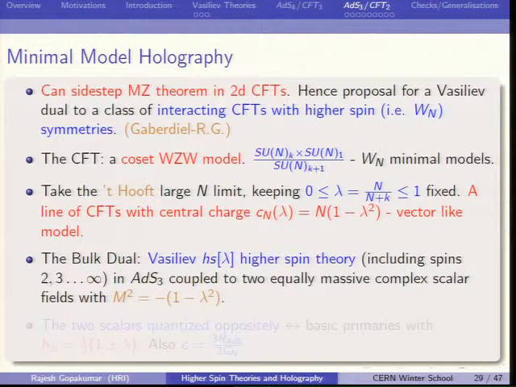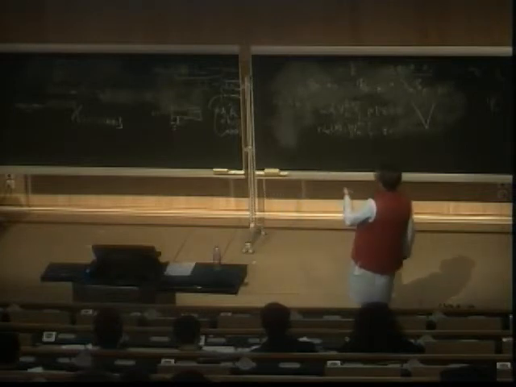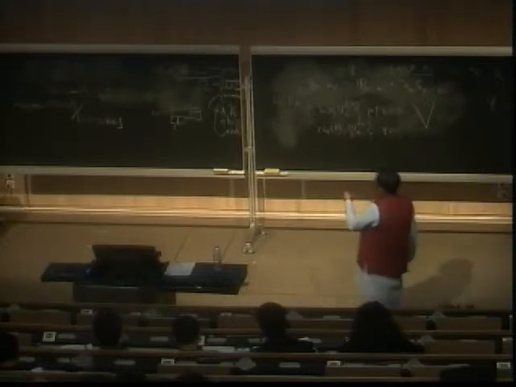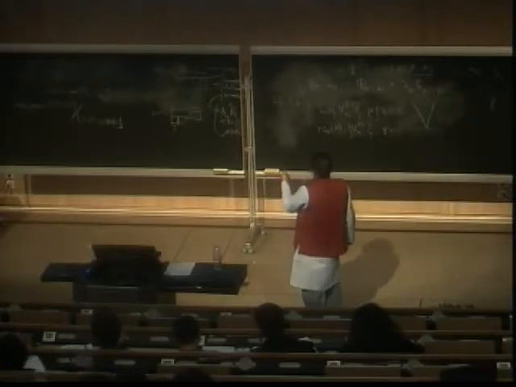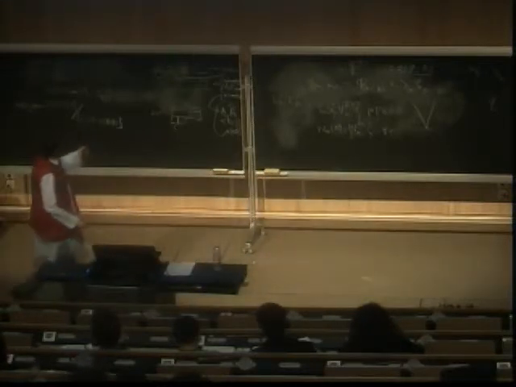We identified this parameter lambda with this lambda over here. And it's a genuine HS lambda theory. It includes spins all the way from 2 to infinity, coupled to 2 equally massive complex scalar fields with mass squared, which is the same mass that I wrote down earlier.